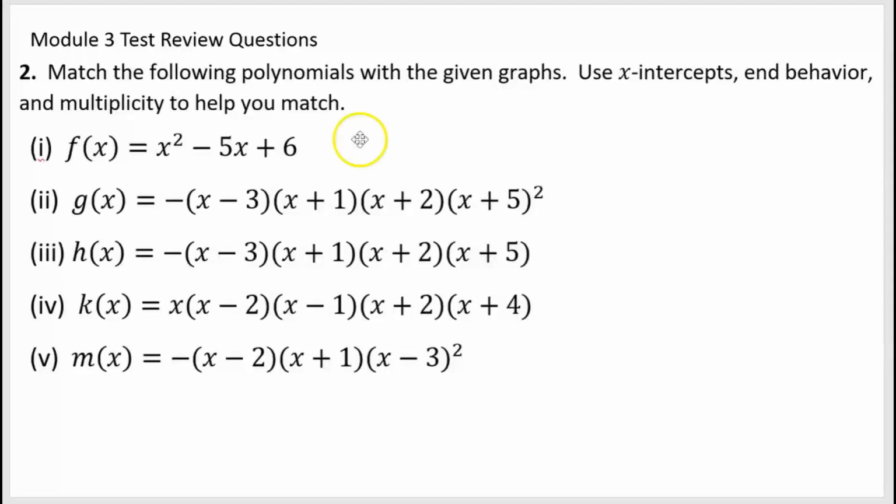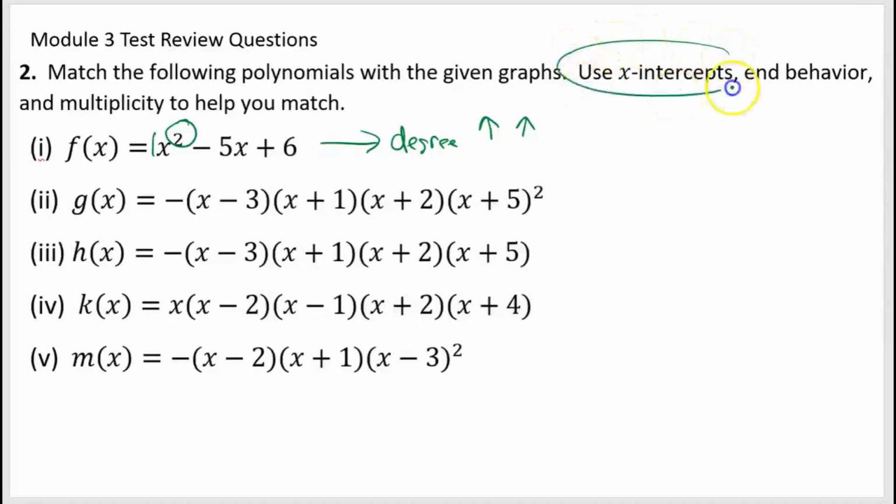Okay, so things I need to know here. Here, guess what, y'all? That first problem is a degree 2. What are the ends doing? They're both pointing upward. The left is pointing upward and the right is pointing upward. How do I know that? Because it's an even degree with a positive leading coefficient. That means both are pointing upward.